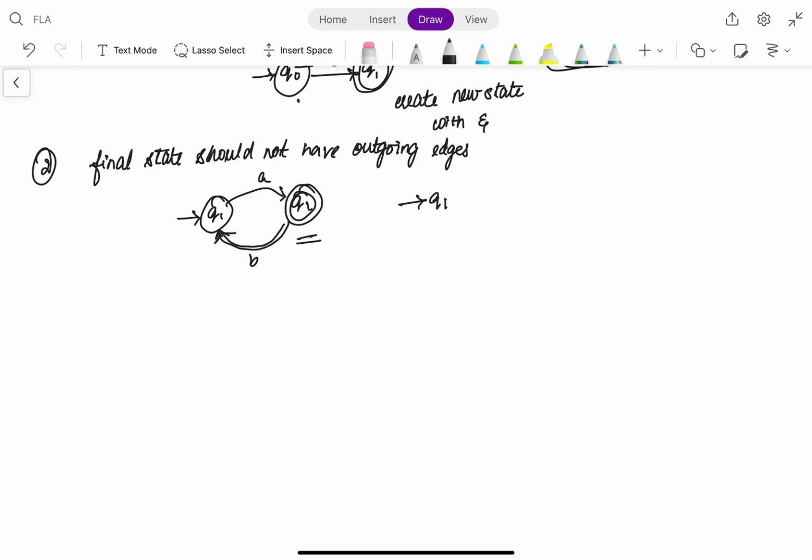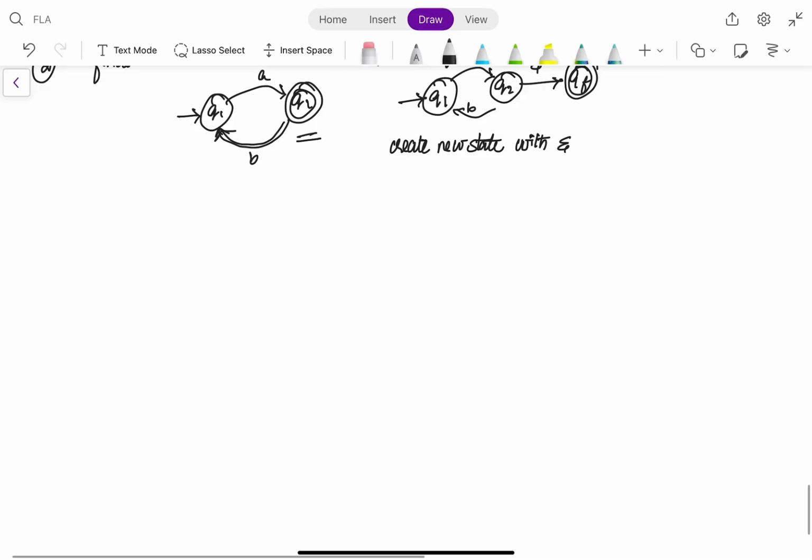In that case, what you do is, here also you create a new state with epsilon transition. Understood? Same as the previous one, but here we are doing it for the final state. So you keep Q2 as such with the A, B transition, create another state and make it the final state. This should have an epsilon transition.